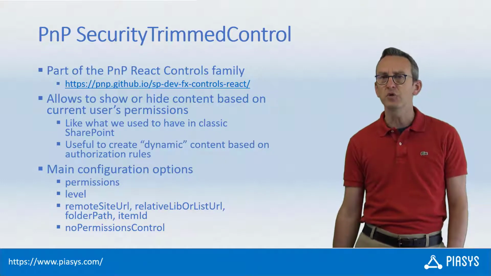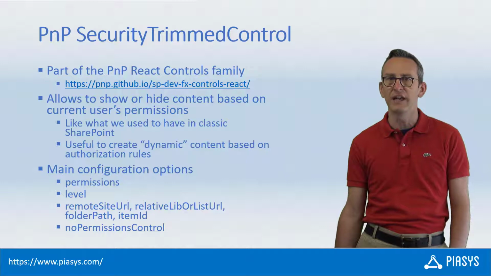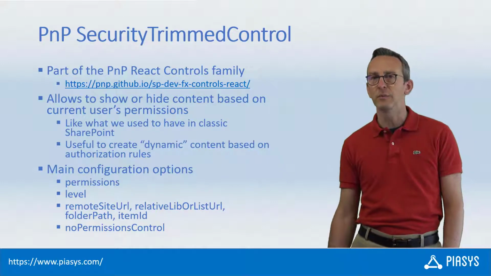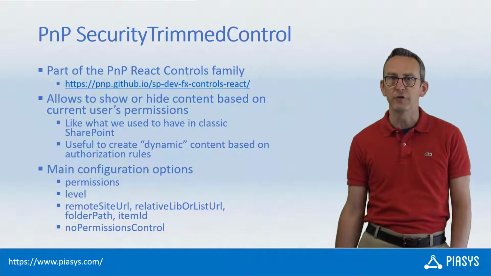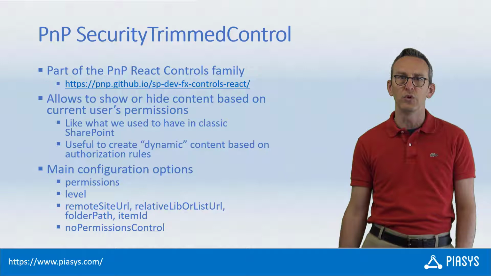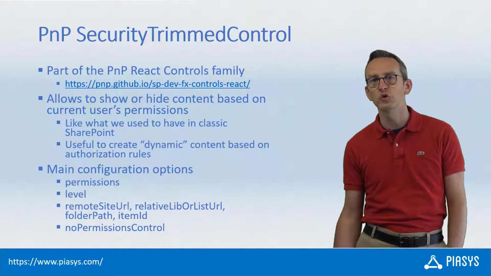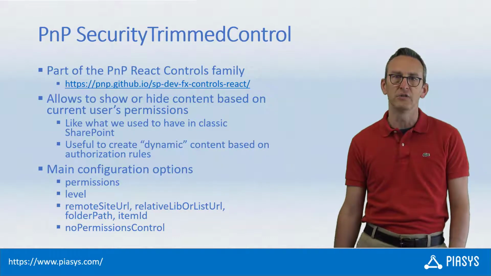The security trim control can be configured by defining the level, meaning if you want to check permissions at the site level or at the list or library level or stuff like that. You can configure the permission you're looking for, and if the permission is available for the currently connected user, the content will be visible. If not, you can eventually show the no permission control content to show an alternative content to the end user.